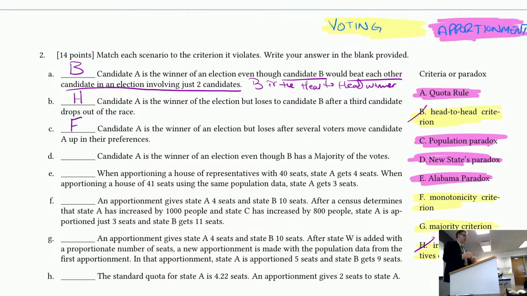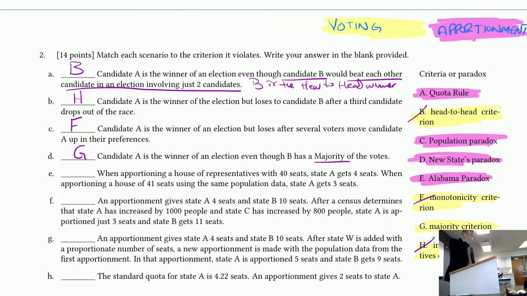Monotonicity just refers to this idea that we're going up and we're never going to go down. If you have something that's monotonic, it just means that it's going the same direction, either up or down, and it's always going that direction. So if you increase your voters that support you, you should also increase in terms of your final election results. And then I guess that leaves majority. Majority is the easiest, I think, because it says it right here. B has a majority of the votes and A wins the election. So that's no good, right?